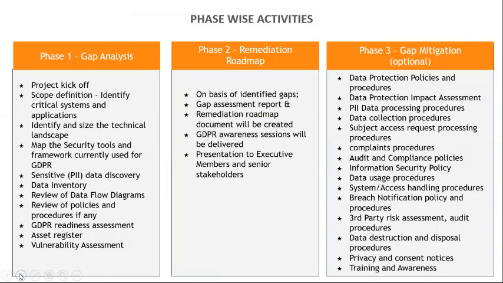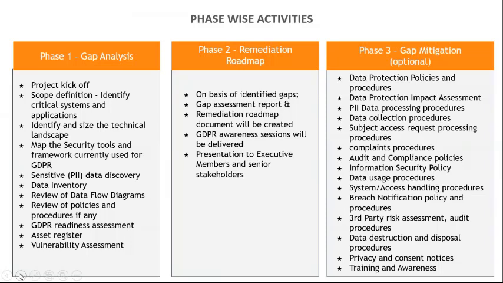Phase 2 will be more about addressing the gaps identified in phase 1. They can be mitigated by implementing various technical controls or organizational controls. Those activities, termed remediation activities, will be performed in phase 2, the remediation roadmap, and phase 3 will be the maintenance of the GDPR compliance itself.